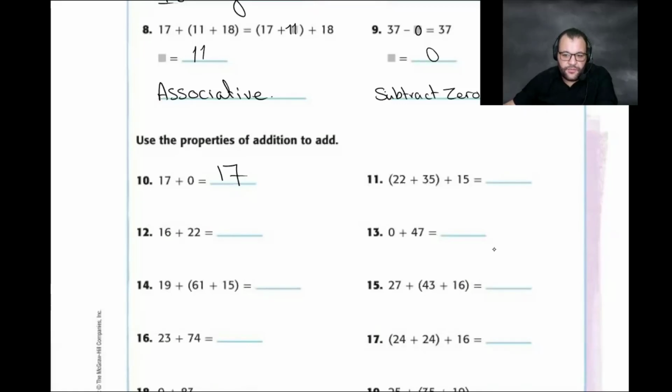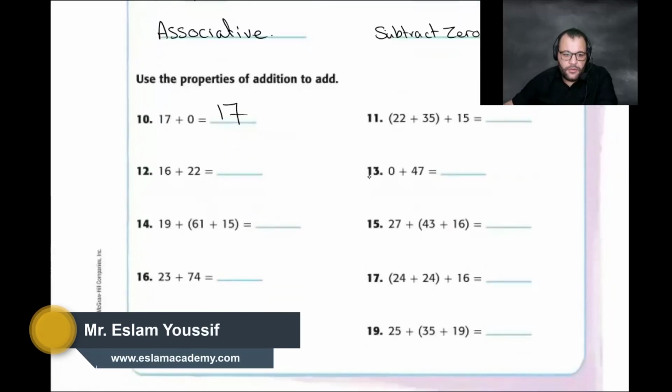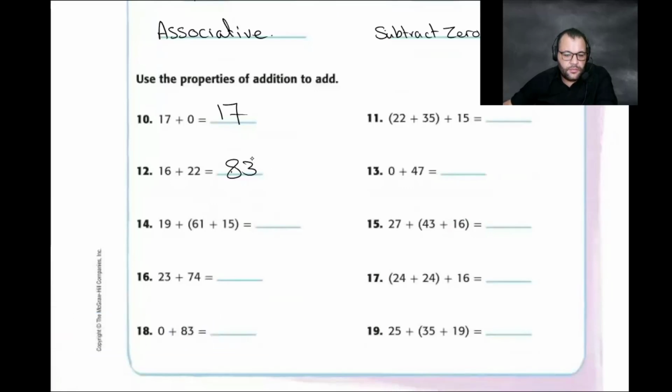Ammar, question number 12. What is the answer? The answer is 83? 38. Okay, thanks. So the next one. Muhammad Yahya, question number 14. How can we find the result for this one?